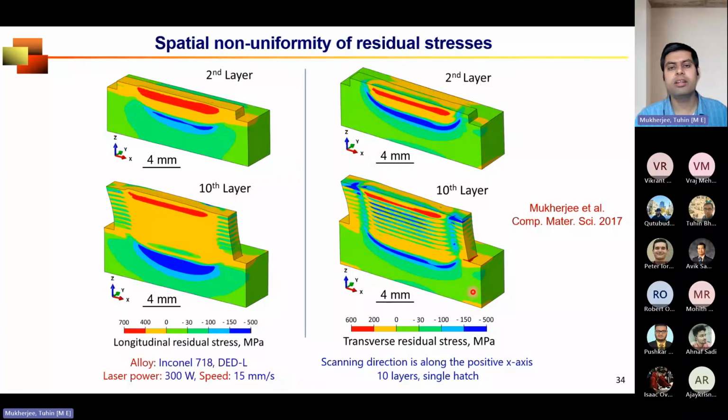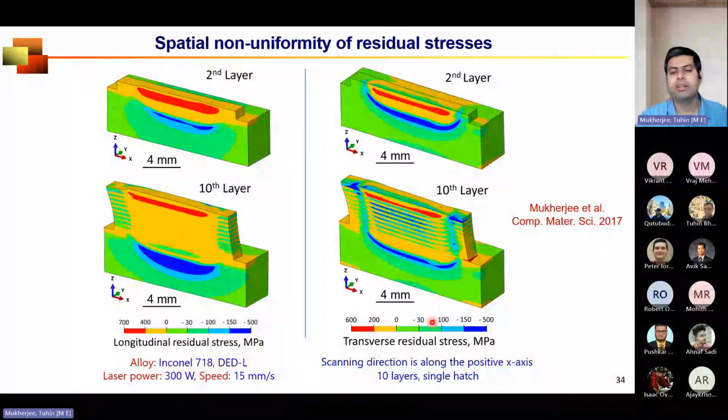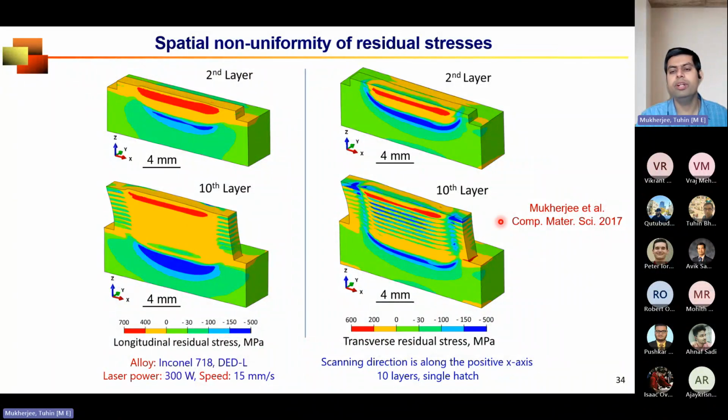Moving one step further, you can use this information and get the spatial non-uniformity nature of residual stress. What do I mean by that? Now, residual stress, unlike distortion, is a vector. So you have different components. I am taking two components: longitudinal, that means residual stress component along the length direction, and the transverse component, that means residual stress component along the width direction.